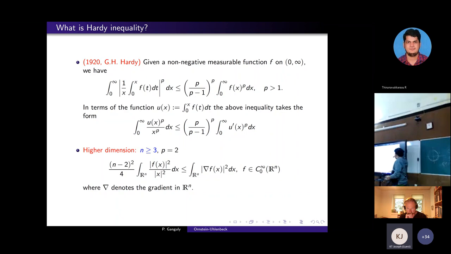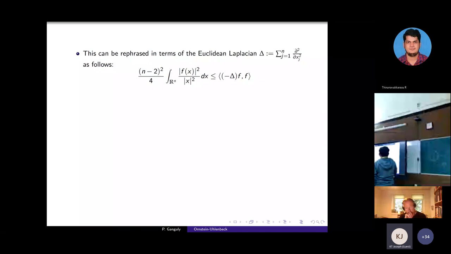Now this gradient term can be replaced by a Laplacian term in the usual way, so that this higher dimensional inequality takes this form here. And we also know that this constant is sharp, but the equality is never achieved for non-trivial functions, though for f equals 0 it is definitely achieved.